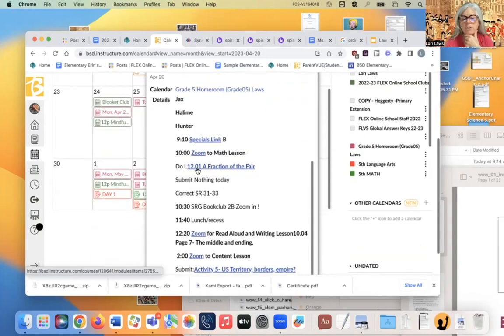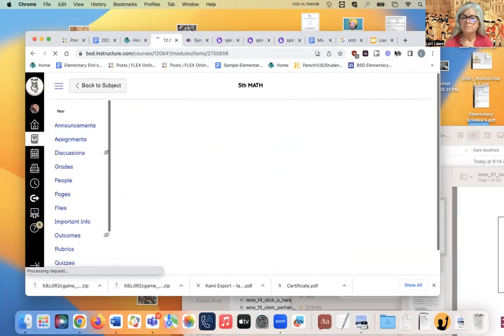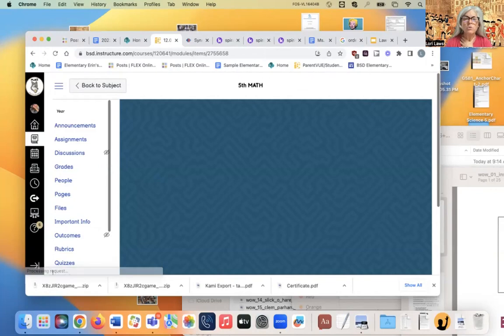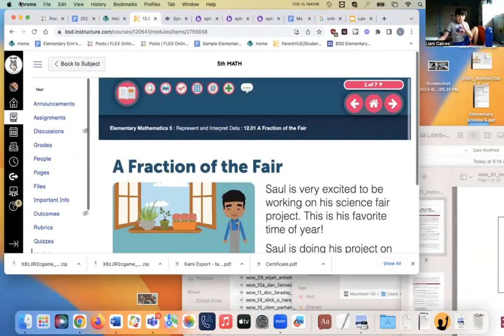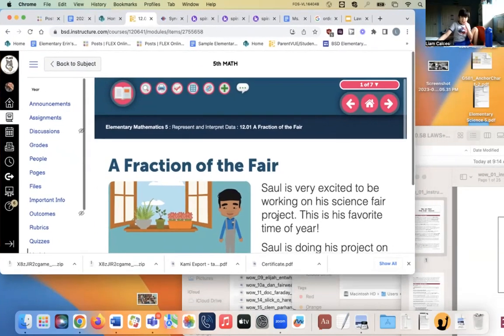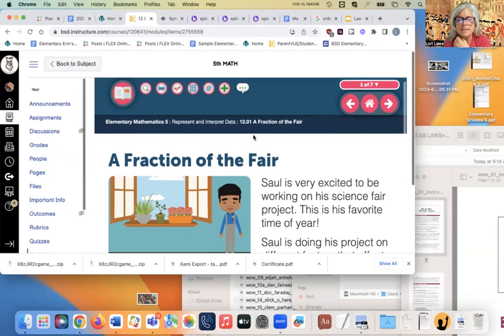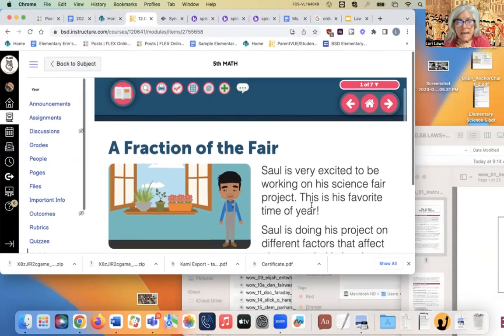It says we're going to do A Fraction of the Fair. And you'll notice I skipped to 1201. I didn't do the pretest. You don't have to submit anything today. We're just doing the lesson. So let's go to it and take a look at it. So this is a whole new unit. A Fraction of the Fair. Represent and interpret data. So this is how to read charts and things like that.